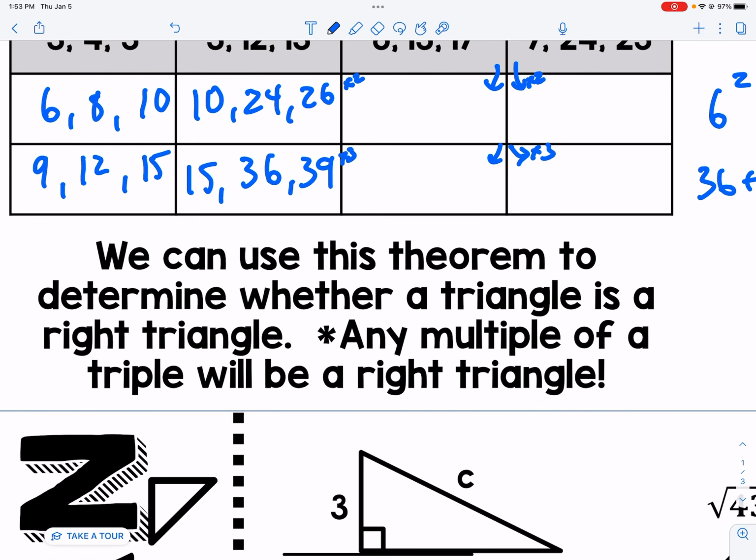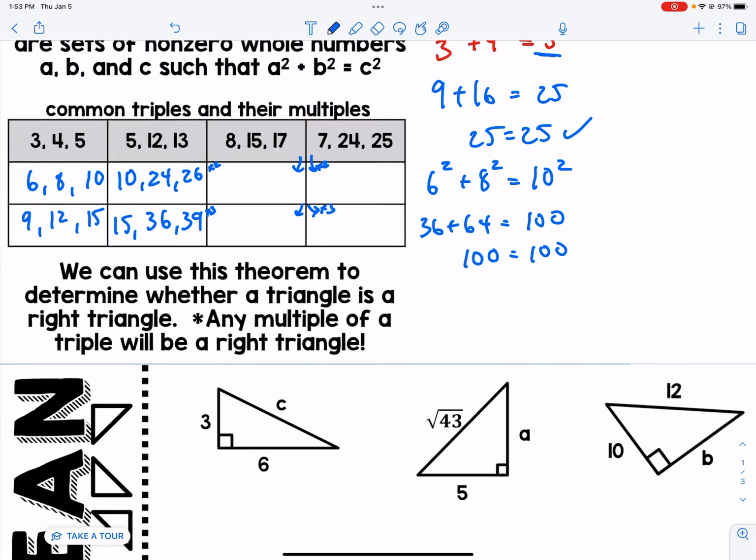And we can use this theorem to determine whether a triangle is a right triangle. Any multiple of a triple will be a right triangle. So we'll keep that in mind moving on.